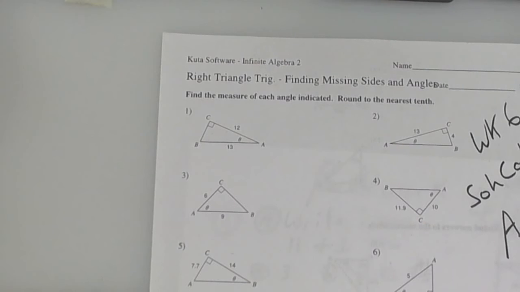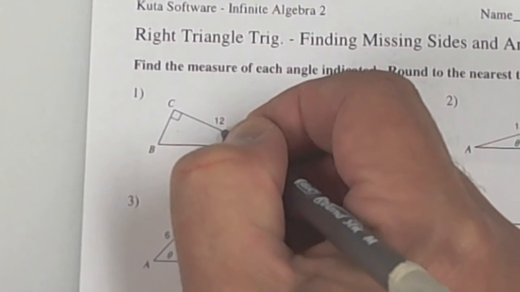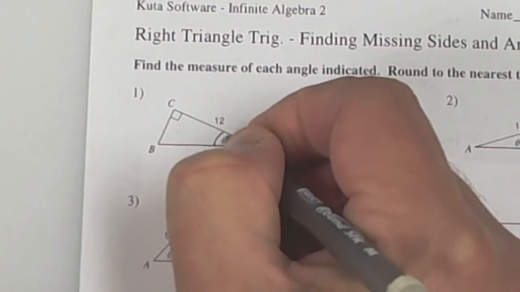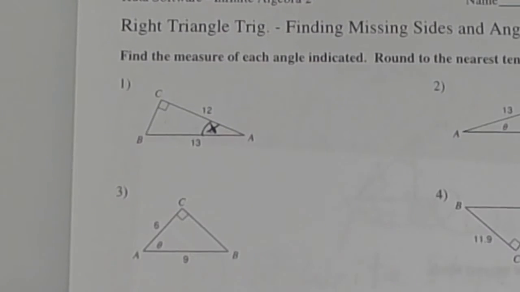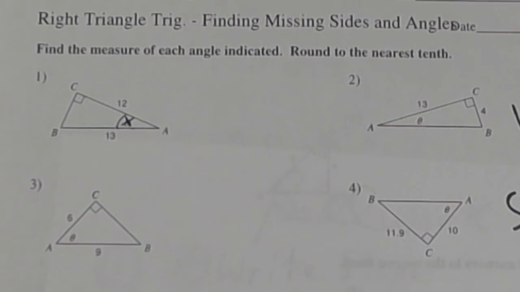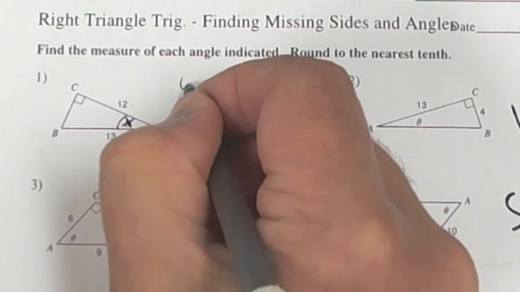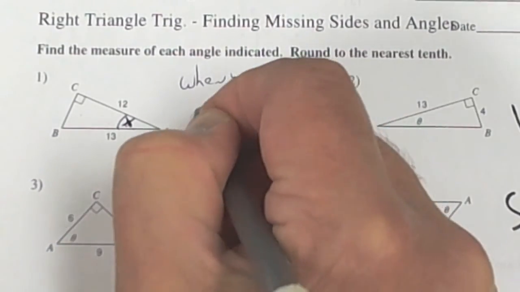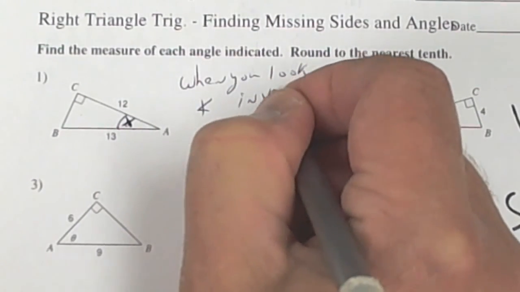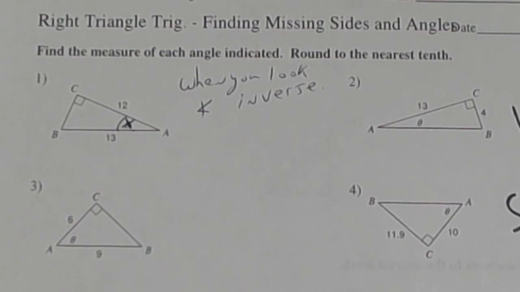Draw the diagram. This is called the inverse function. Okay, this is where you're looking for the angle. So here they say theta, and you can put an x right here. So just put an x. You can change that little Greek letter to an x. Okay, so write this down. When you look for the angle, you do the inverse. And I'm going to teach that to you right now. It's basically the same thing, but it's a little bit different.